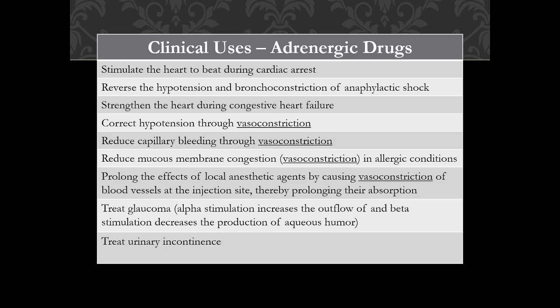They also are used to treat glaucoma. Alpha stimulation increases outflow of the aqueous humor, and beta stimulation decreases the production of aqueous humor. It's also used to treat urinary incontinence. So we talked about cholinergic drugs treating urinary atony, meaning that the bladder is able to contract. In this case, we're allowing the bladder to close down at the skeletal muscle and keep the urine in versus allowing the urine out.